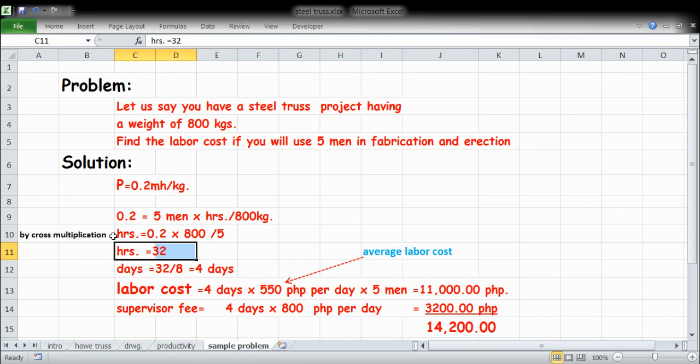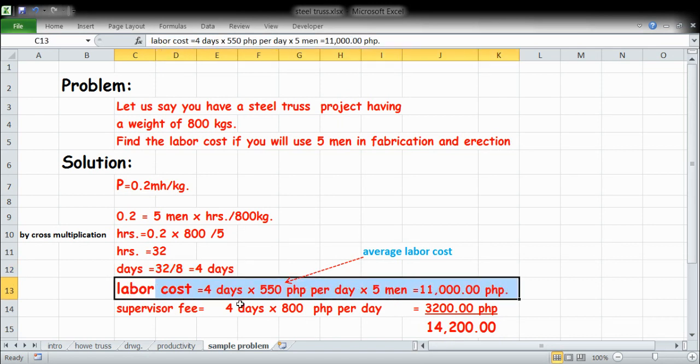Check this on your calculators. How do we get 32? By cross multiplication, hours is 0.2 times 800 divided by 5. So you will just cross multiply this equation. Okay? So then get the number of days. Simply 32 divided by 8 is 4 days. And the labor cost now will be 4 days times 550. 550 is the average labor cost. I have taught you already where to get 550. This is the average. You add the labor cost of steel and the labor cost of a laborer, then divided by 2. In our locality, this is around 550 or 600. Then multiply it by 5 men, since we are using 5 men. Okay? Then the answer is 11,000 pesos.